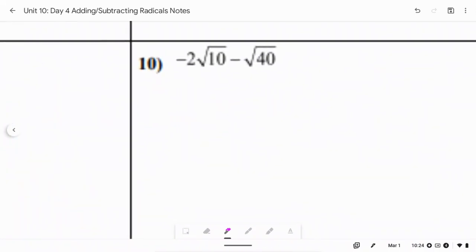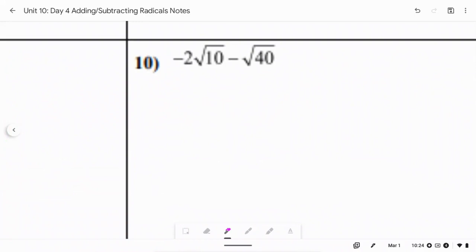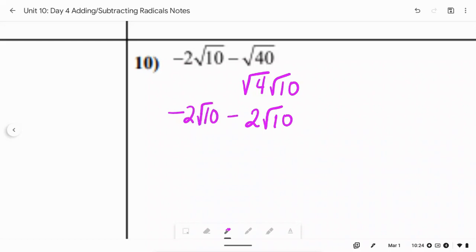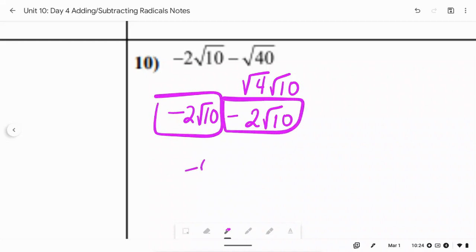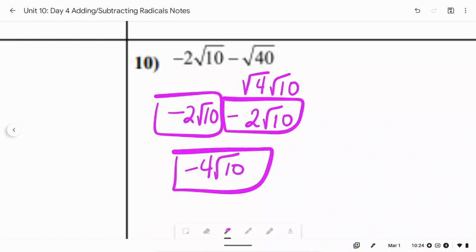Next one, number 10, again, I can't combine them yet, but I can reduce the square root of 40 to 4 times 10. And then the square root of 4 becomes 2 square root 10. So I'm going to bring down negative 2 square root 10 minus 2 square root 10, and now they're like terms. So negative 2 plus negative 2 is negative 4 square root 10.